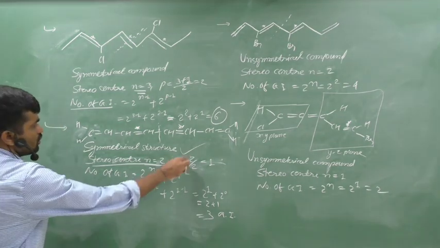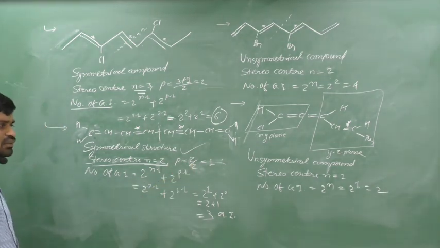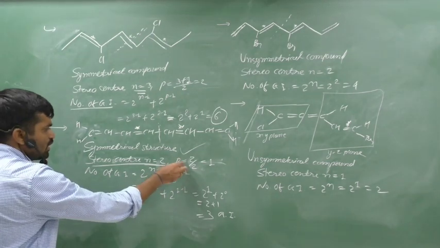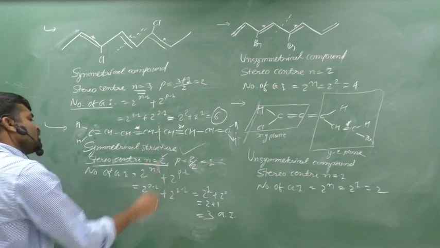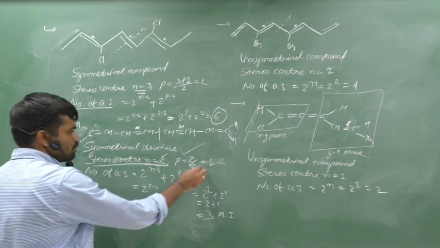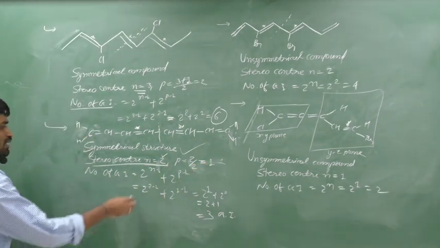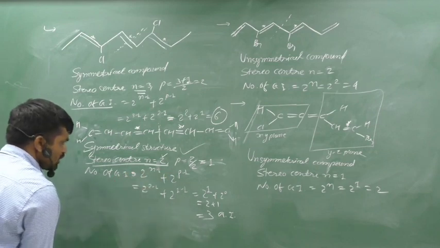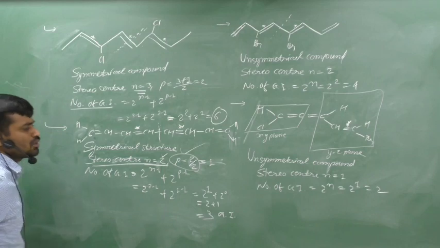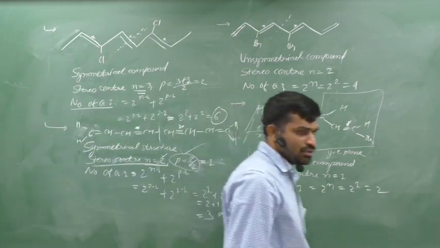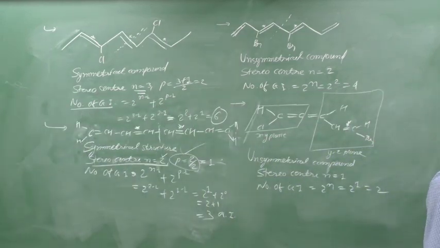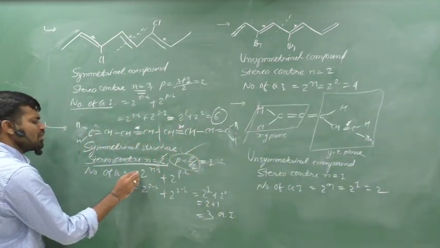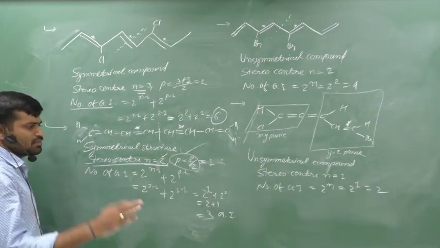Now p is equal to n by 2. Clear? Why? Because the compound is symmetrical. p is equal to n by 2. Here n is an even number. Therefore p is equal to n by 2, p is equal to 1. The number of GI is equal to 2 raised to n minus 1 plus 2 raised to p minus 1. Yes, here not (n plus 1) by 2, here n by 2 directly, because n is an even number. Clear? You can remember all formulas, you can practice them, you can practice maximum times.